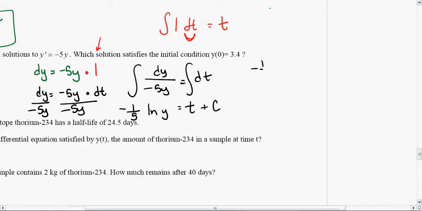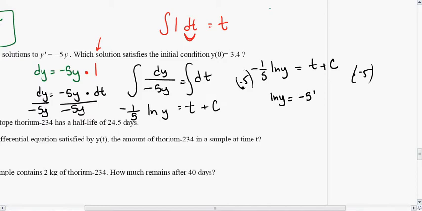So now I've got negative 1/5 ln of y equals t plus c. That negative 1/5 came from pulling out the negative 5 coefficient of y. I am looking for this original function y. That was what I needed to do to begin with. So I am going to get y by itself. I'll multiply both sides by negative 5. So negative 5 on this side, negative 5 on that side. I'll end up with ln of y equals negative 5t plus negative 5c.